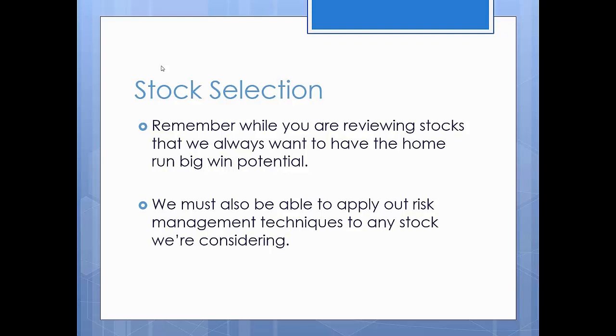Okay, so we want stocks that have home run potential, but we also need to be able to apply our risk management techniques to any stock we're considering. There's a few stocks in the $250 price range that, when they have a big day, can move 50 or 60 points, but they're extremely hard to trade because they have $1.50 to 2-point spreads. So on the one hand, you could think, well, this has the potential to go up 30 points, but realistically, managing your risk on it is going to be really, really hard.